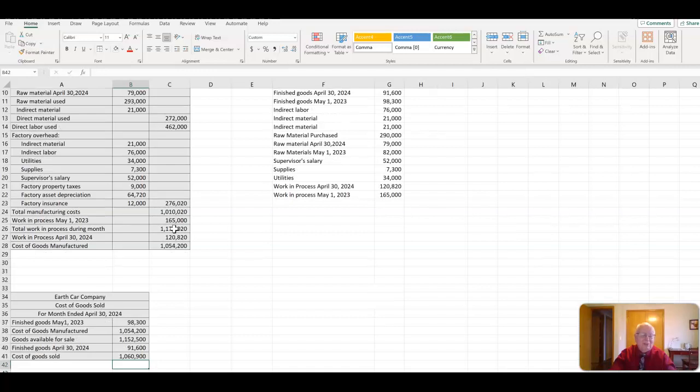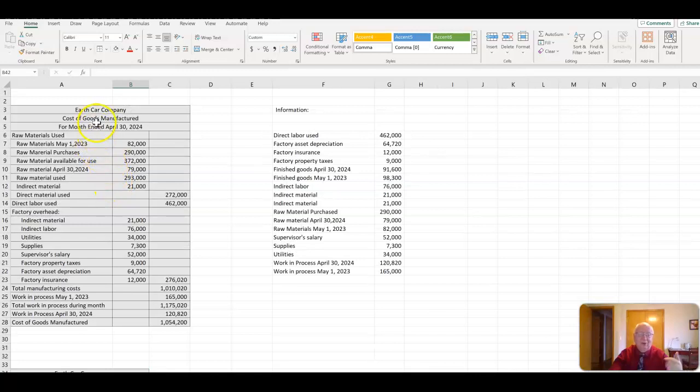The only other option is sometimes the cost of goods sold may be a separate schedule, or it may be attached after the cost of goods manufactured. Then you just come down here with beginning finished goods, goods available for sale, less ending finished goods, and that gives you the cost of goods sold. It's part of this statement, so this statement would be changed to cost of goods manufactured and cost of goods sold.